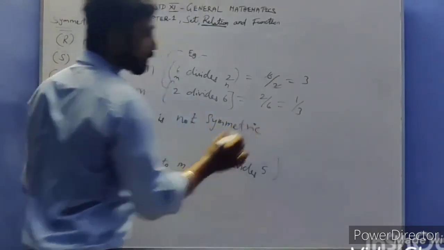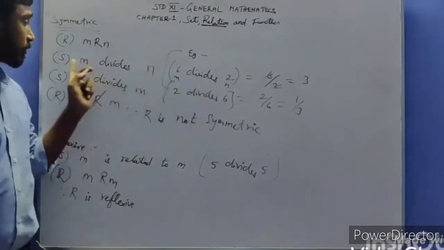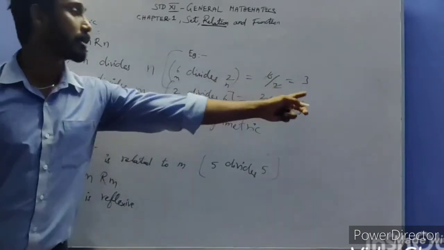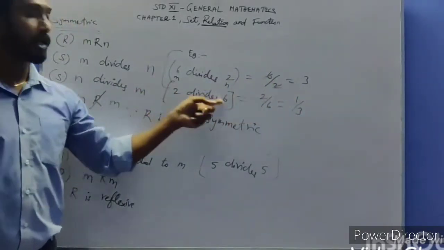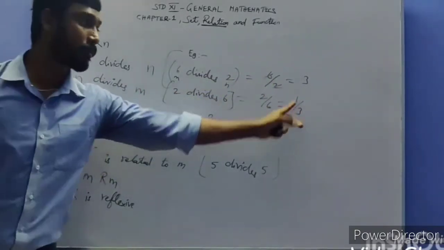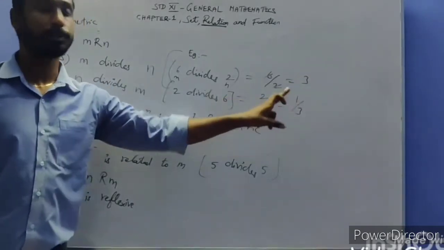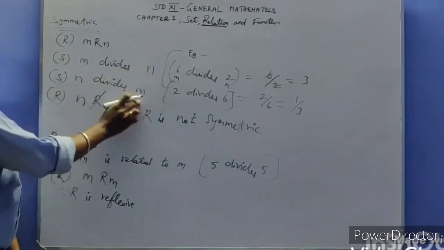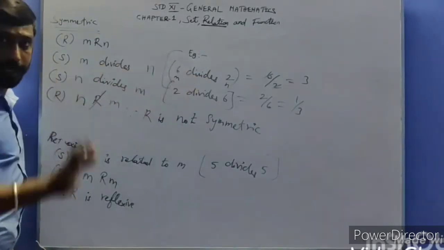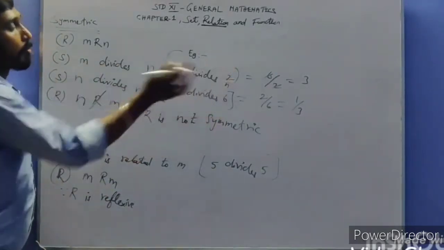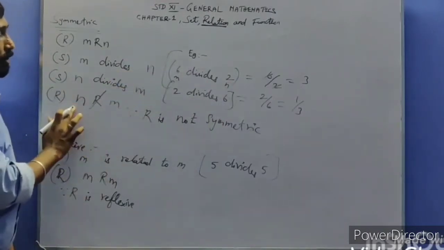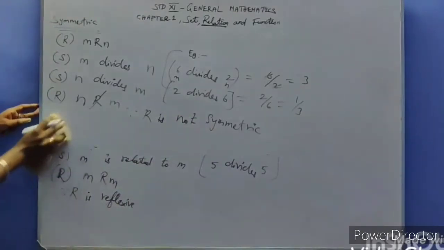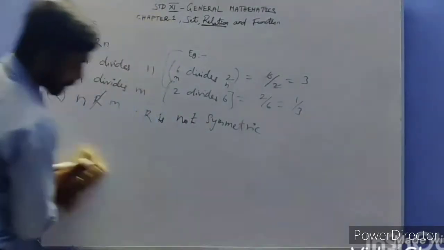Do you understand, children? R is not symmetric because M divides N, for example 6 divided by 2 gives 3, but 2 divided by 6 gives 1 by 3. 3 and 1 by 3 are not equal. If both answers are the same, it is symmetric. If both answers are not the same, N is not related to M and R is not symmetric. Follow the same condition for all the sums.